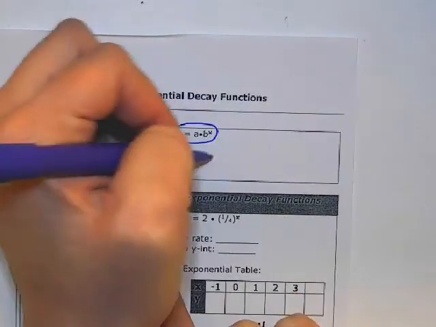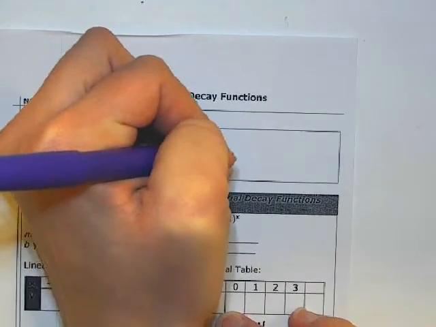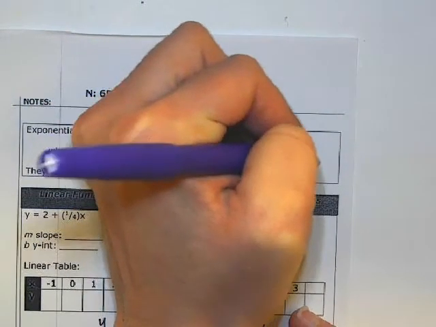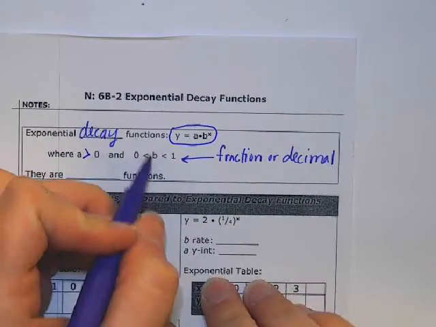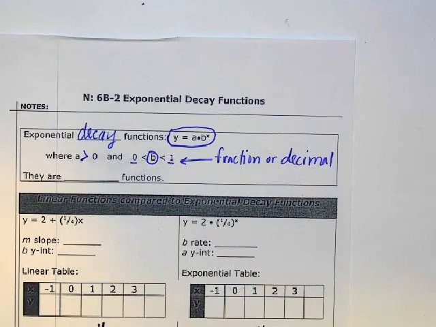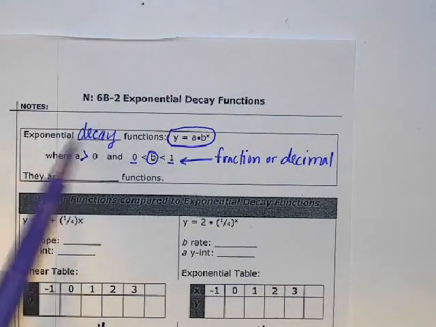So what I want you to do is draw an arrow, and this is going to be a fraction or decimal. Now, notice that the B is between 0 and 1, just like a decimal or fraction. So if you got a decimal or fraction, what type of problem is it going to be? Negative. Decay. We're going to be going down because it's decay.